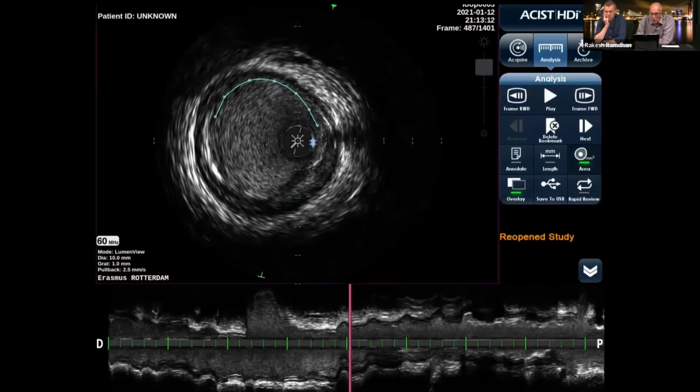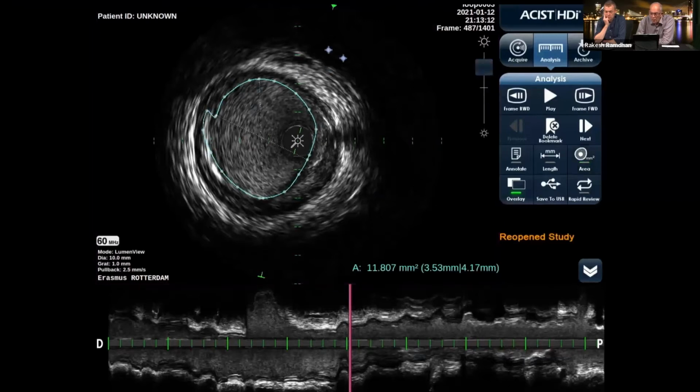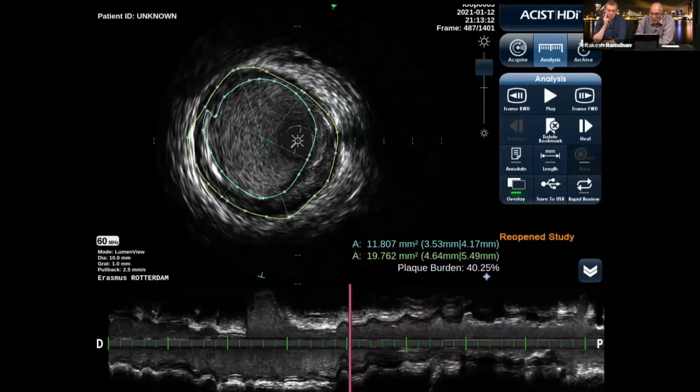Again, you can do this with your finger on the screen. I think you already made an estimation for yourself looking at the former. So again, here, 40% plaque burden, which is good, and a diameter of 4.17, that's the white part, that's the lumen, by 3.5. Then the next part is the length.